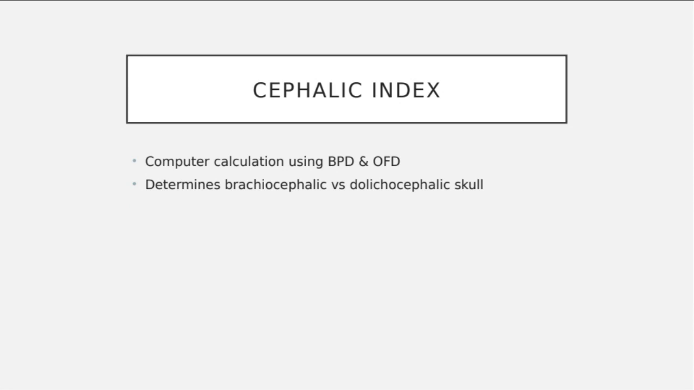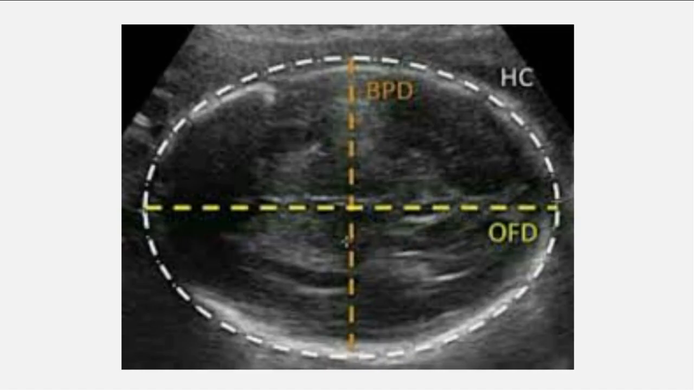Next, we have our cephalic index. This is when our machine is actually going to calculate the percentage of head shape that that baby would fall into. It takes your BPD measurement and your OFD measurement, and it calculates what that baby's head shape would fall into. You don't need to know the specifics of what would be considered dolichocephalic or brachycephalic, but you just need to know that if you are questioning abnormal head shape, you should be performing an OFD and calculating a cephalic index.